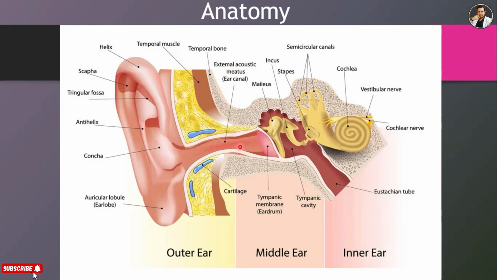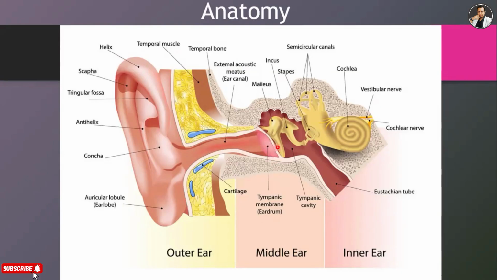The ear canal lies within the temporal bone, with the temporal muscle above it. This is the fat, this is the muscle, and this is the bone. At the end of this canal is the tympanic membrane, or eardrum, which is the part of the middle ear. From here the middle ear starts, and the first part is the tympanic membrane.